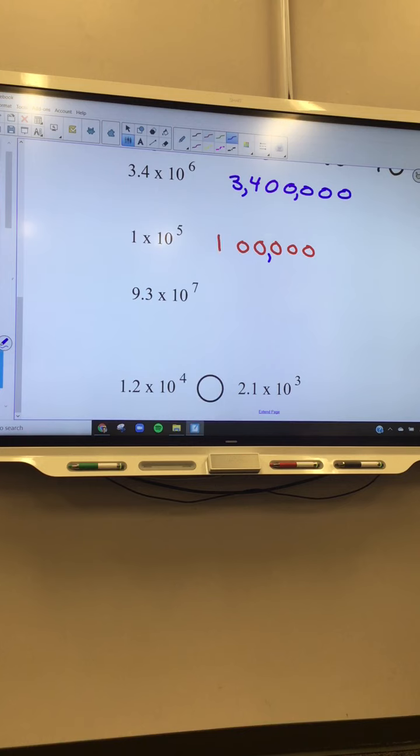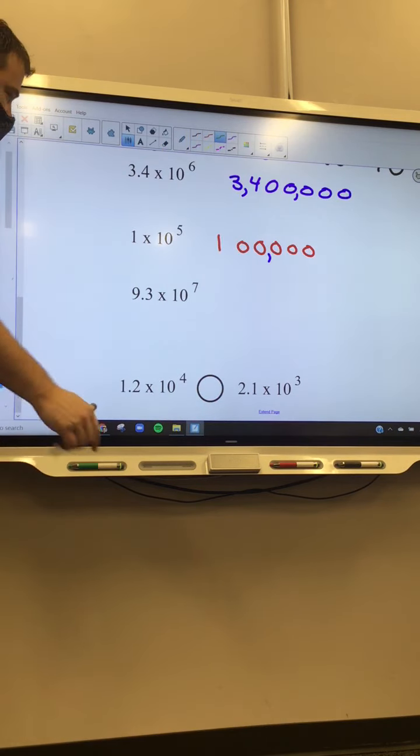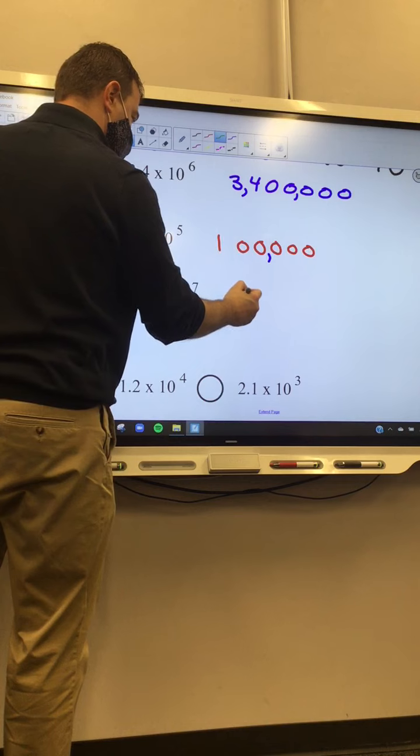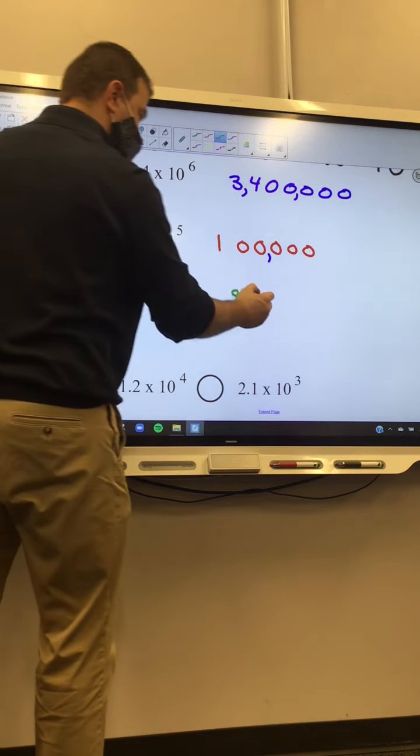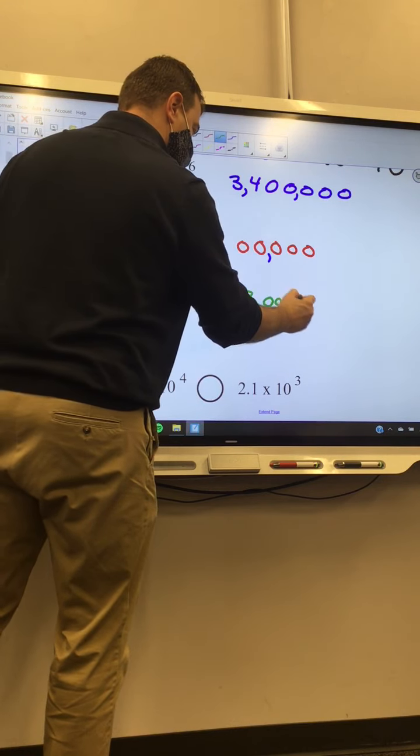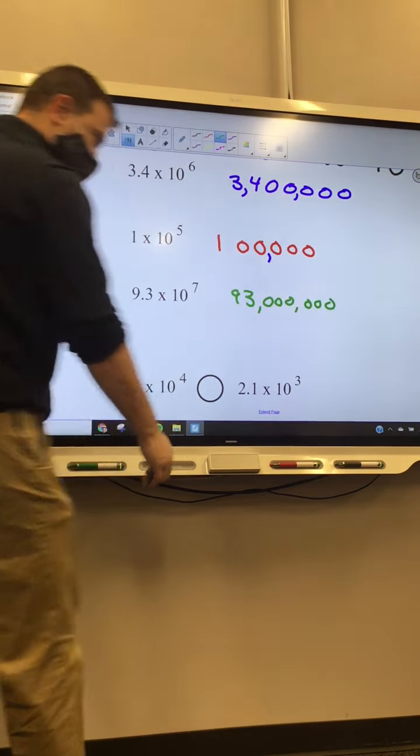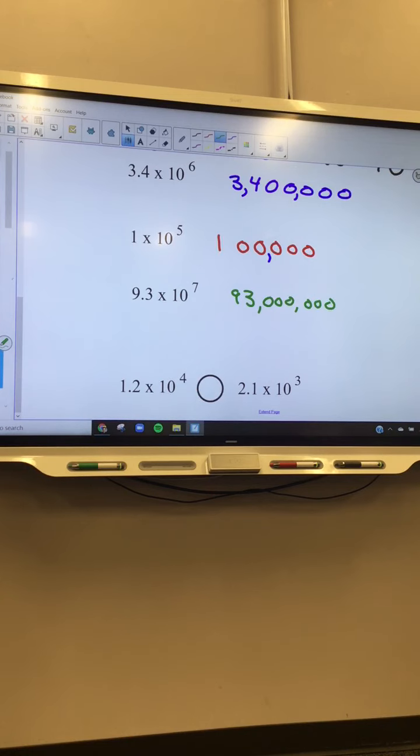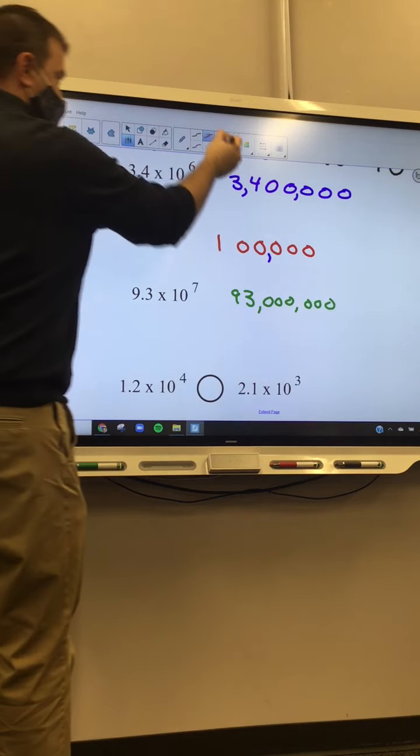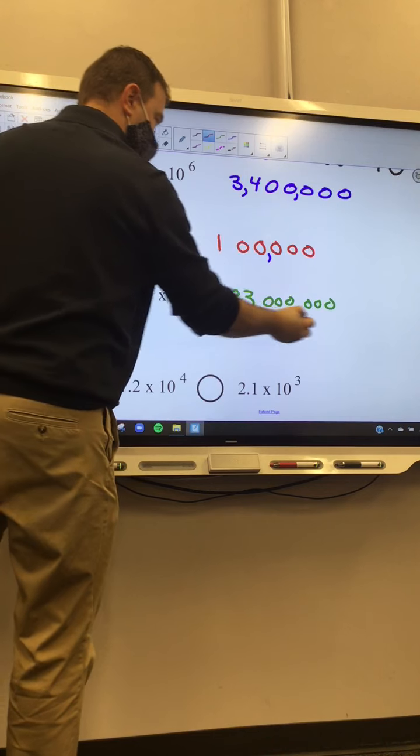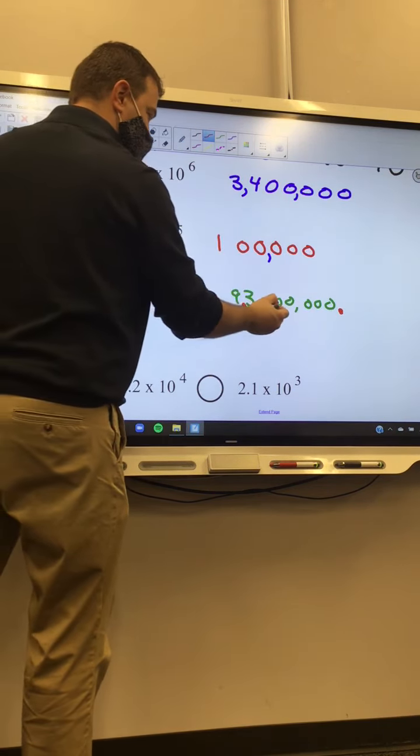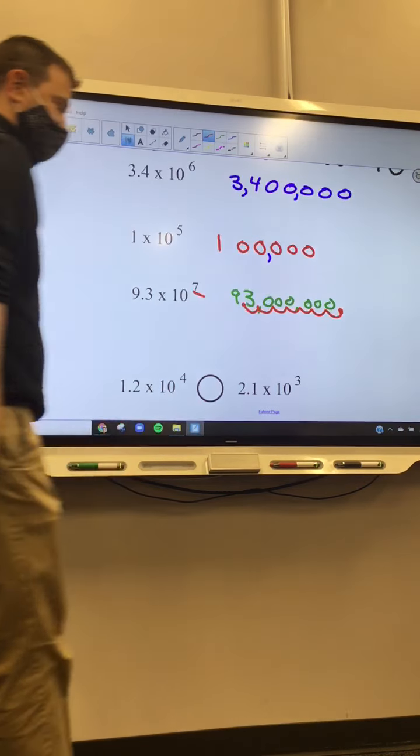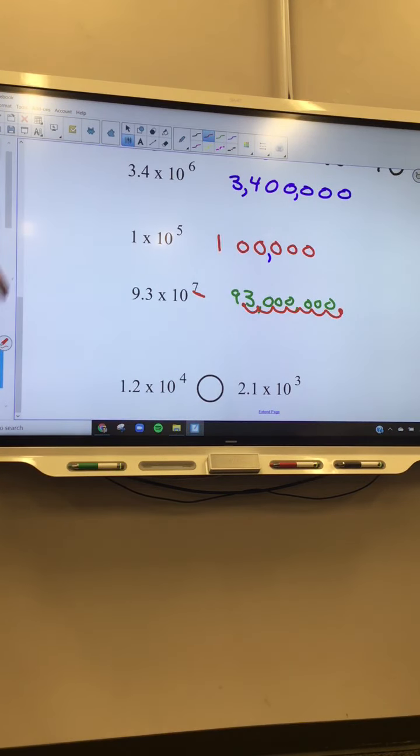What do we have? Jalen, what's this number? 93 million. 93 million? Yeah. Think so. Agreed? Yes? We agree with her? Yeah. You gonna double check? 9.3, that means from 9.3 down to the end should be 7. 1, 2, 3, 4, 5, 6, 7. Oh yeah, 93 million. All right, take a seat.